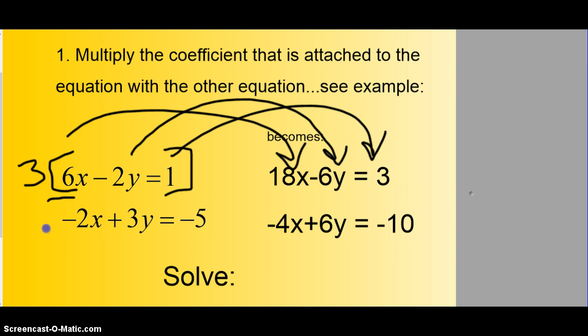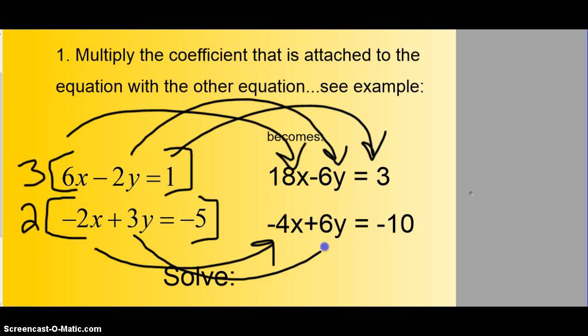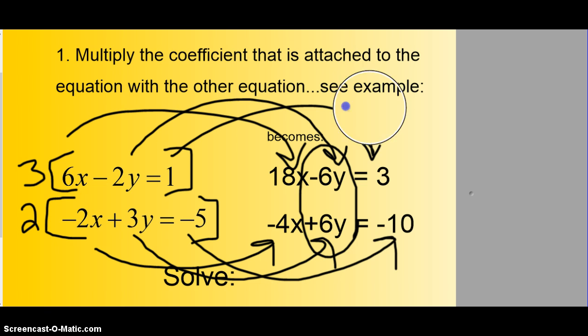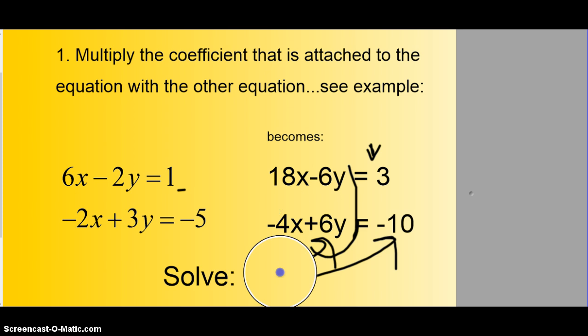This second equation, I multiplied by 2. 2 times a negative 2x is negative 4x. Positive 3y times 2 is 6y, and a negative 5 times 2 is negative 10. What this has done is, if you look here, we have a negative 6y and a positive 6y. Those can now be what's called eliminated or taken out of the equation. So I'm going to erase what we've done here. And again, you'll want to probably pause your video to take some good notes.